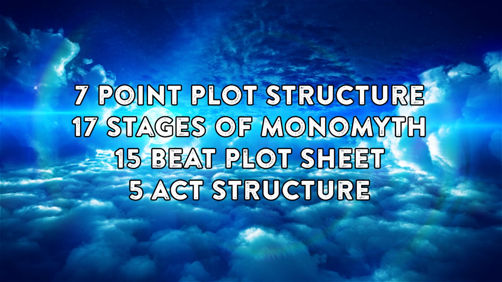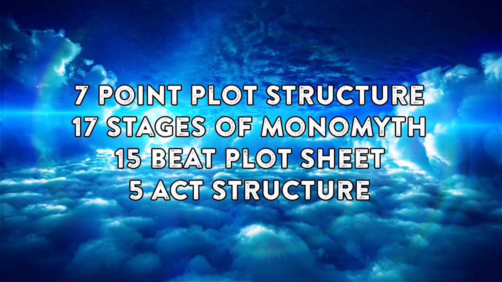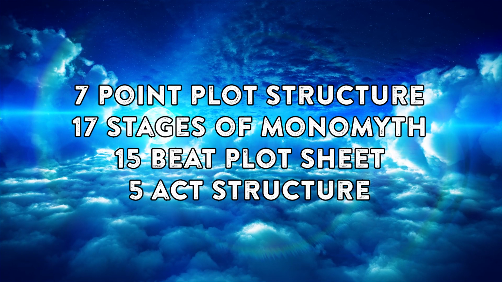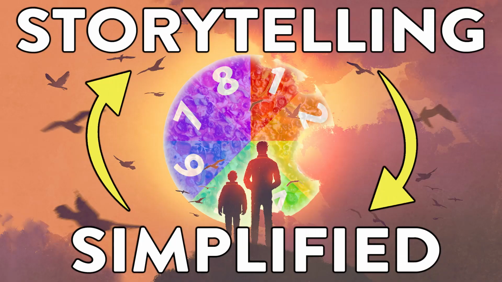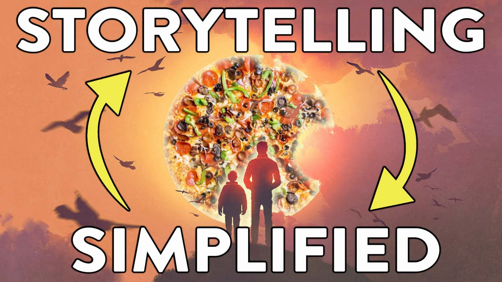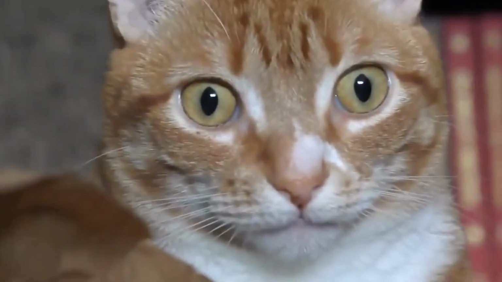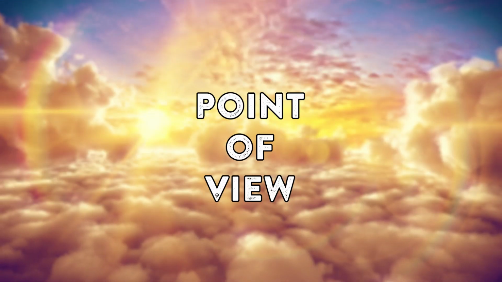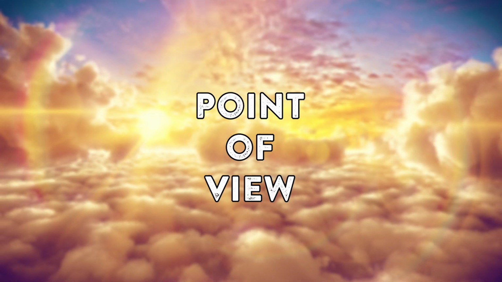7-point plot structure, the 17 stages of monomyth, 15B plot sheet, the 5-act structure. Coincidence? I think not. Dan Harmon went off script, but we let him get away with it because his structure looks like a pizza. But I vastly digress. Now, last thing before we get into the acts, let's talk POV.